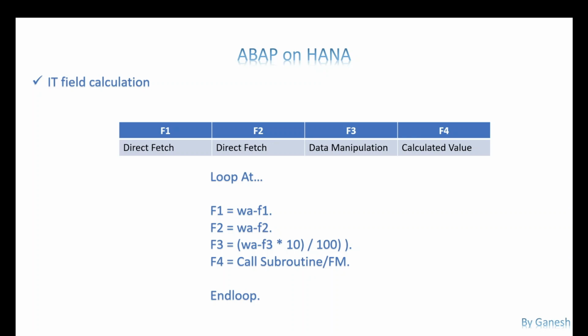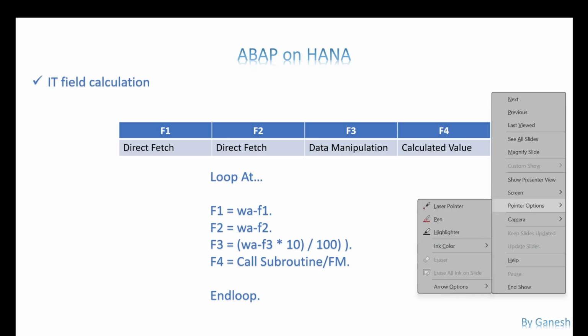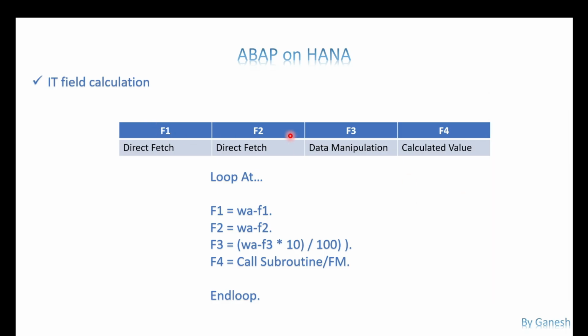business scenario. I have an internal table with a few fields like field 1, field 2, which directly get the data from a database table, and field 3 has a small data manipulation or small calculation, and field 4 is a calculated value based on the business scenario. It might be calculated to get the final value. So far we might use direct code, subroutines or function modules.